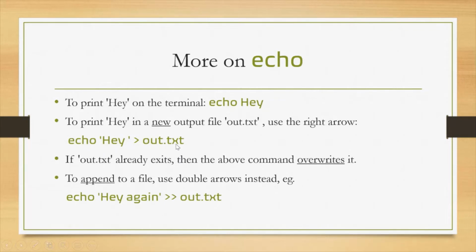If an out.txt already exists in the directory, this command is going to overwrite it. If instead you want to append to this file, you use double arrows instead. And this writes the line in the next line. So if you run this followed by this, you're going to get a file out.txt with hey followed by hey again.